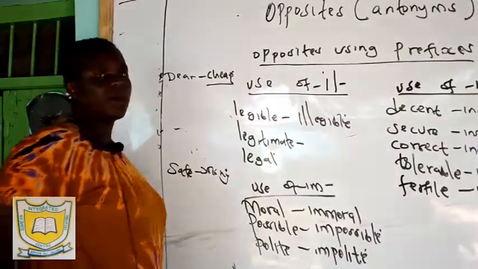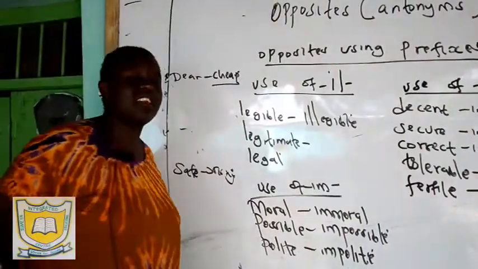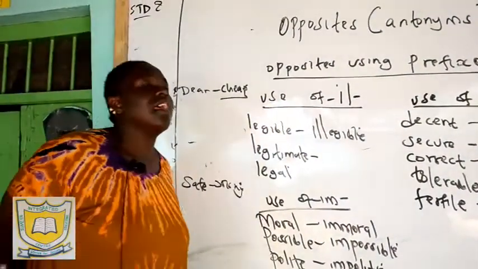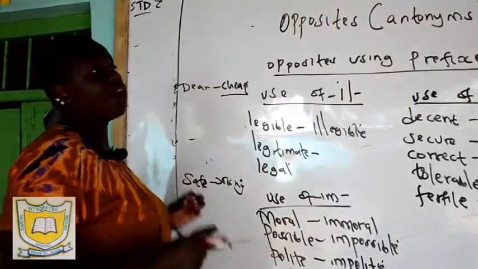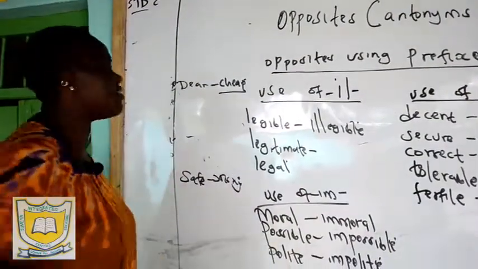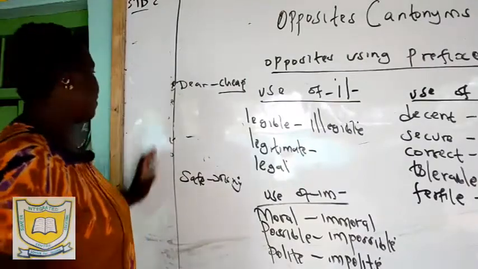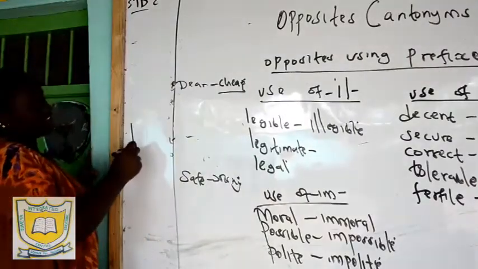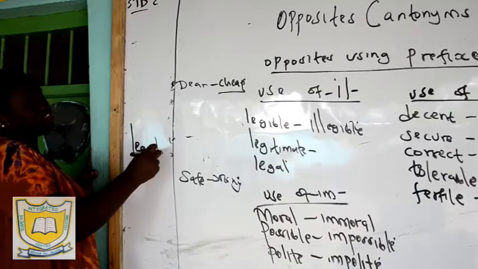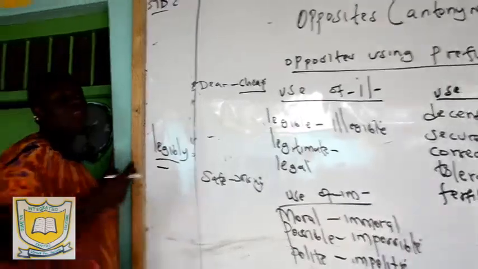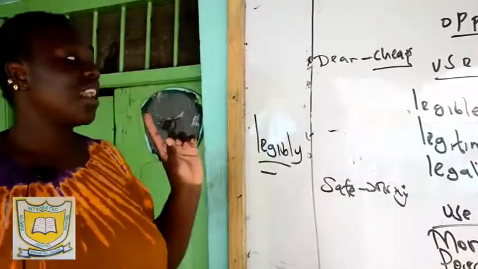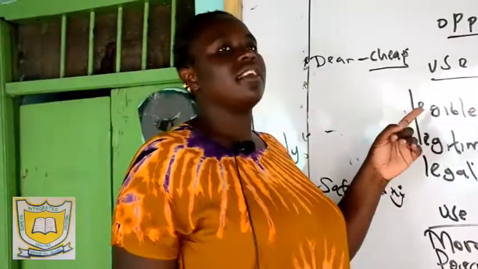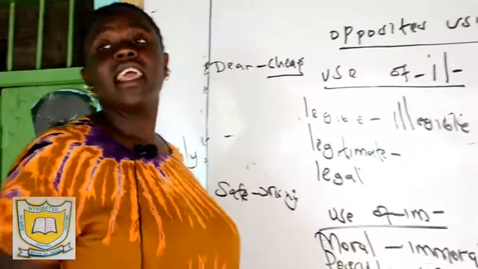Example, we say legible. If somebody says it is legible, legible means what? It can easily be seen, or big enough to be seen. So you find that sometimes when you write your compositions, the teacher remarks, write legibly. What does that mean? Big enough that whatever you are writing can be seen. So if the writing is not legible, then it is illegible.